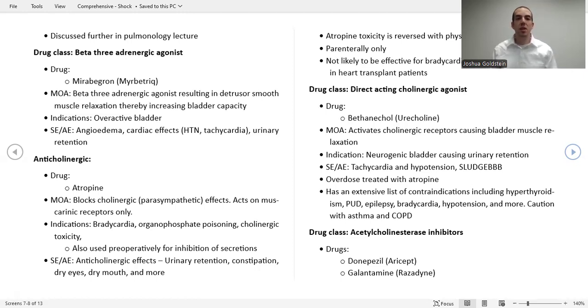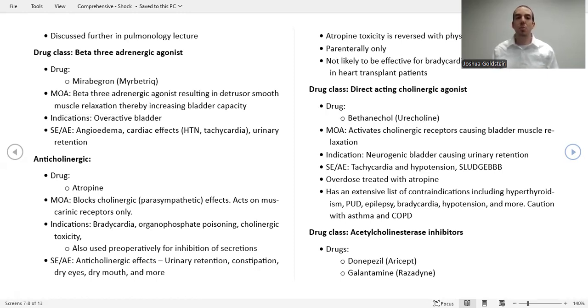The first drug we're going to talk about is atropine. How does it work? It blocks cholinergic or parasympathetic effects, and technically it acts on muscarinic receptors only. I wouldn't expect that to be on an RN level exam. What do we use this for? We use this specific medication for three different things: for bradycardia, organophosphate poisoning, and for cholinergic toxicity. However, the class in general of anticholinergics have many, many more uses. The side effects or adverse effects of these drugs are what we call anticholinergic effects. And you won't always see me list them out.